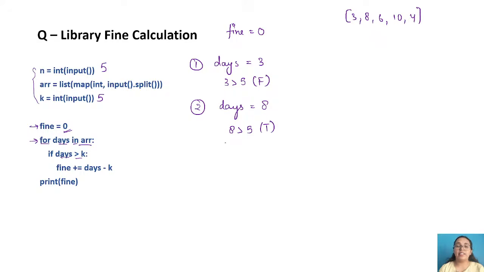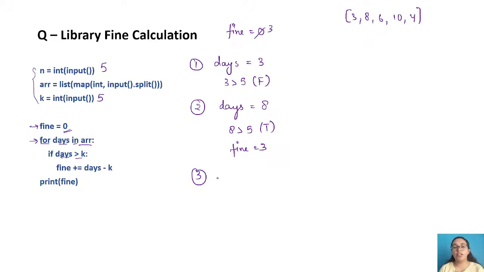Because 8 is greater than 5, what we are going to do is, in my fine, we are going to add days minus k. So days is 8, 8 minus 5 is 3, and 3 is going to be added to my fine. Because it was earlier 0, now it will become 0 plus 3, which is 3. So now it becomes 3.